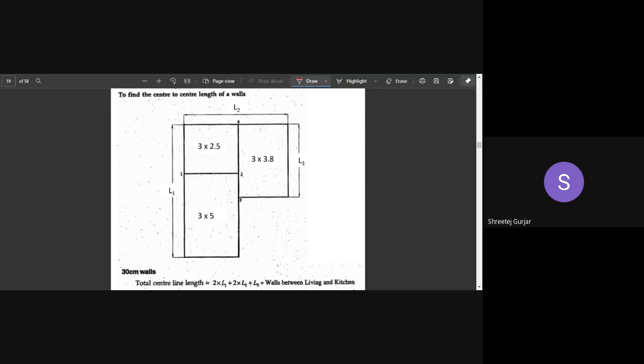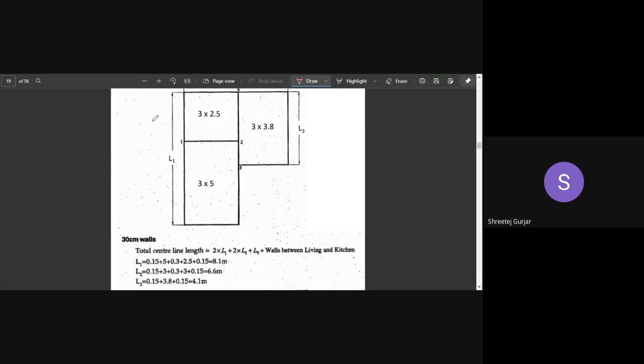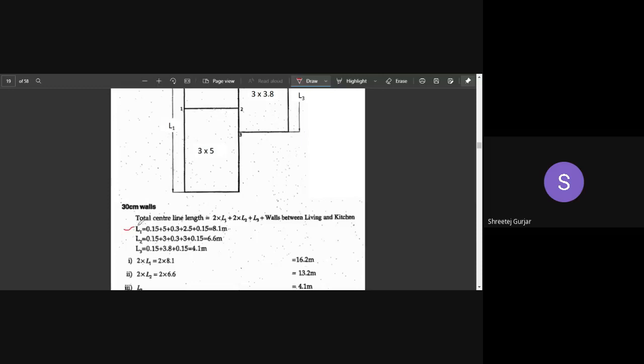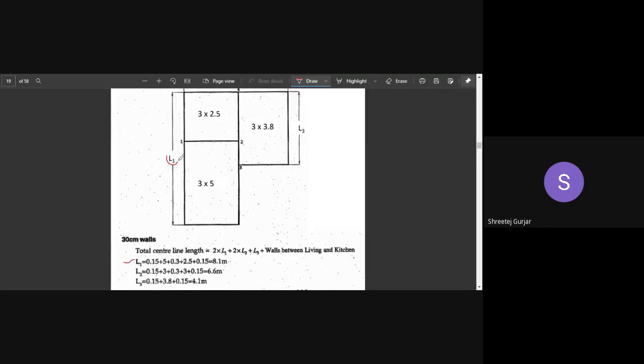So it is 0.3 plus your living room breadth, that is 5 meters, which is given. Okay, 5 meters plus half of your wall thickness, that is 0.15. So that is what you can see over here. L1 is given, starting from the bottom. That is 0.15, half of your wall thickness, plus 5 meters, which is your living room width, plus 0.3 meters, that is your wall, plus 2.5, which is the kitchen width, and then half of your wall thickness. So it is coming up to 8.1. So L1 is 8.1.